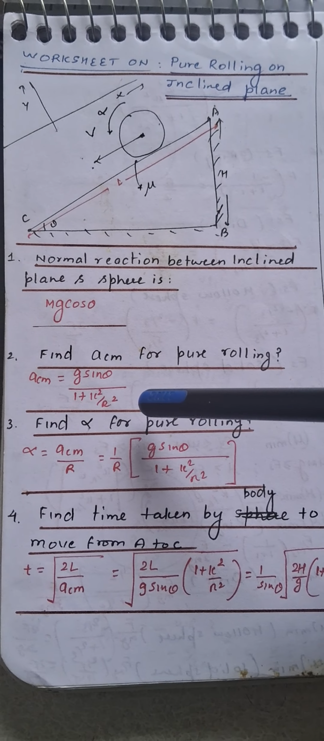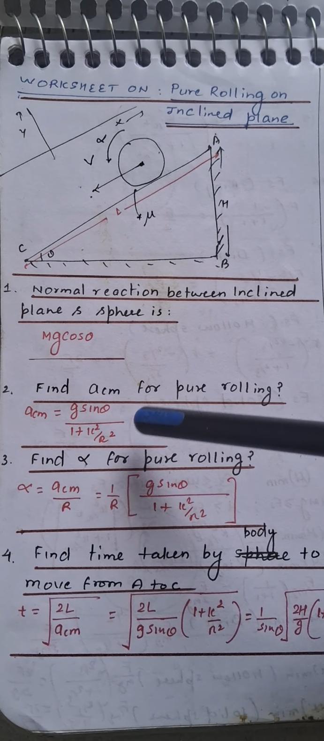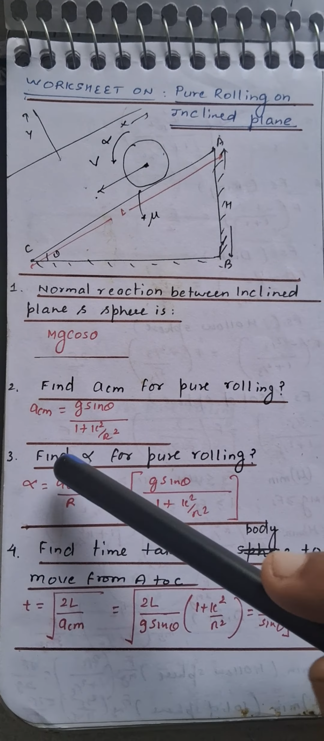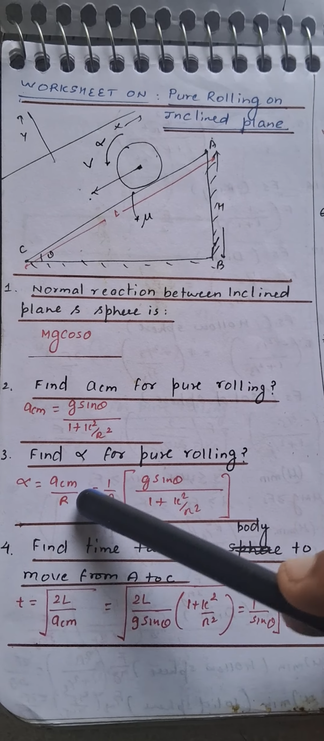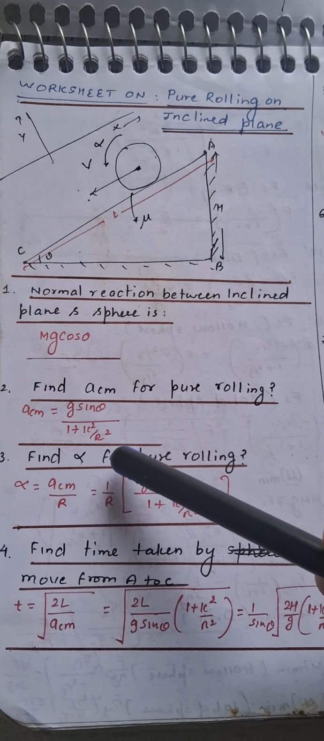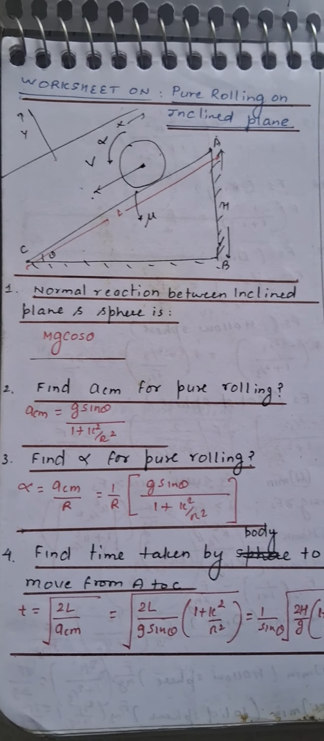So from calculations in my previous videos, I have shown that ACM is g sin theta upon 1 plus k square by r square. Then we need to find alpha for pure rolling. So ACM is R alpha, so alpha will be ACM by R, so that is going to be 1 by R times g sin theta upon 1 plus k square by R square.